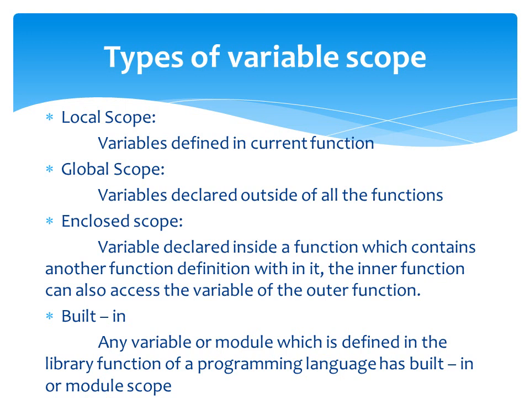And then let us see global scope. Variables declared outside of all the functions are visible for our entire program. Enclosed scope is where a function contains another function, so the outer function's variables are available for the inner function also. Then built-in: any variable or module which is defined in the library of a programming language is called built-in.